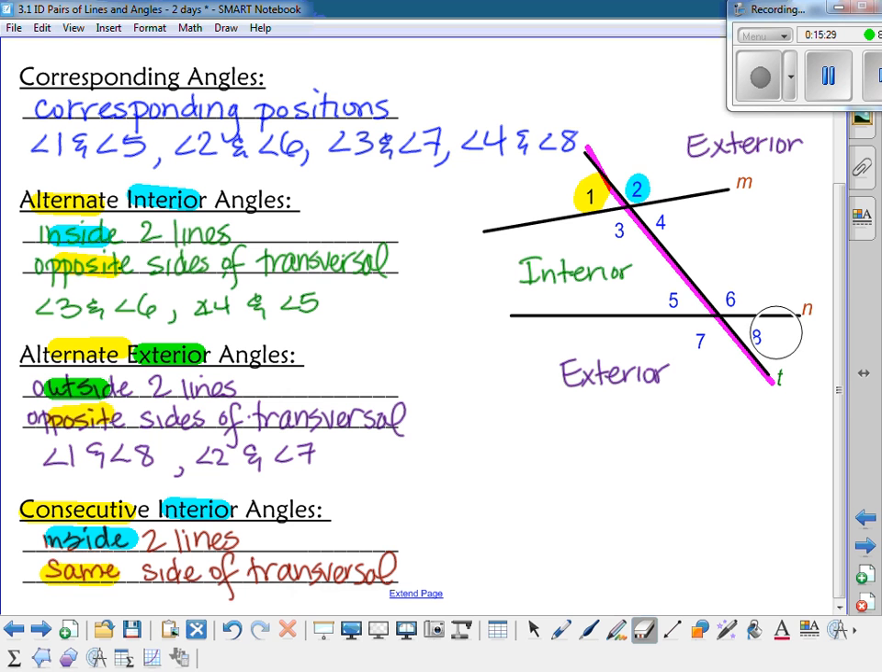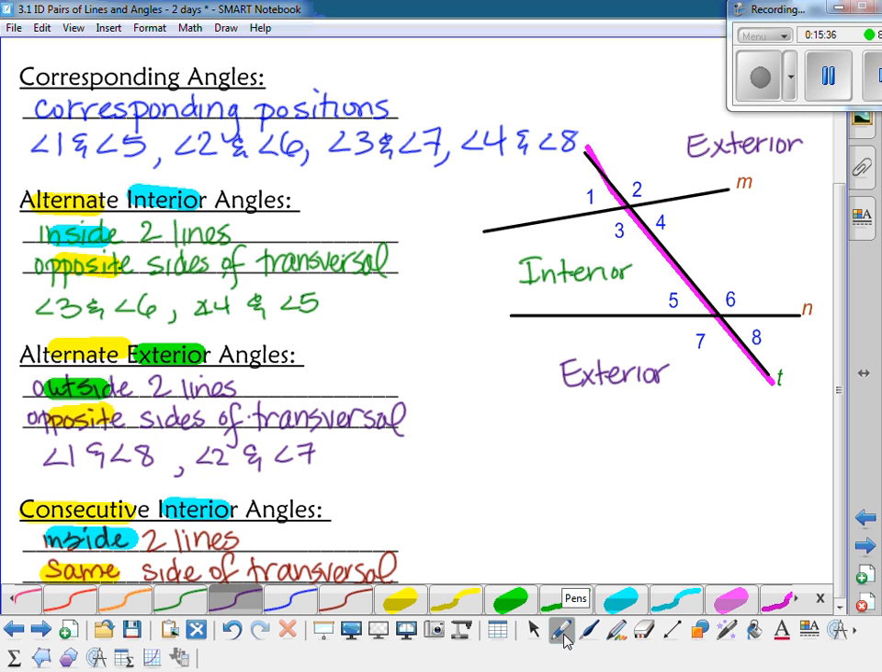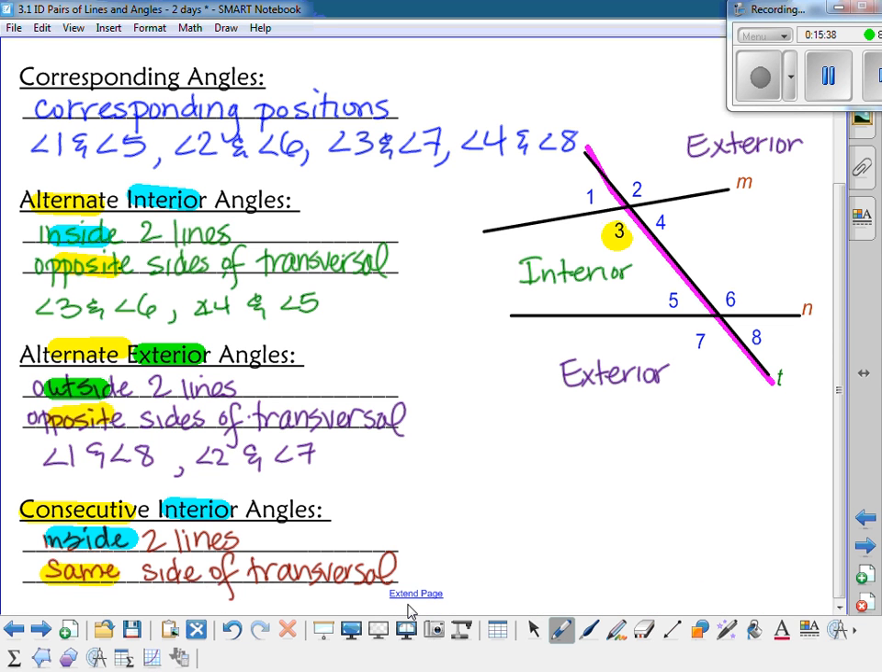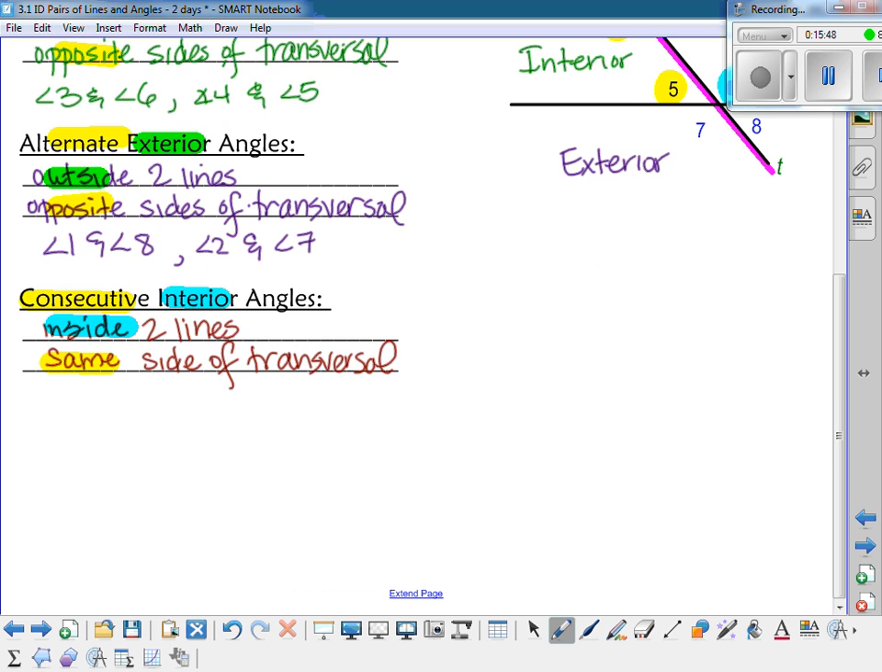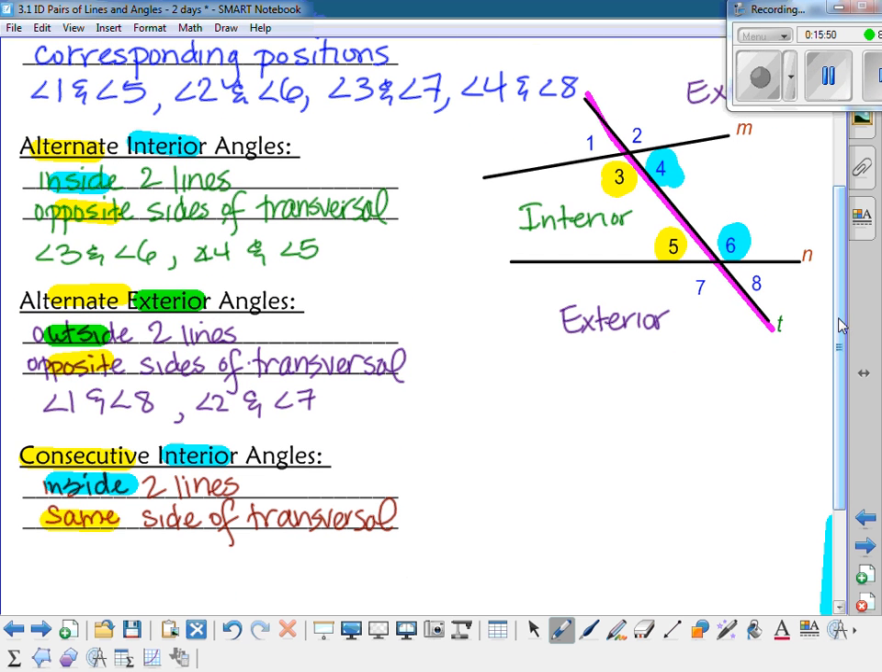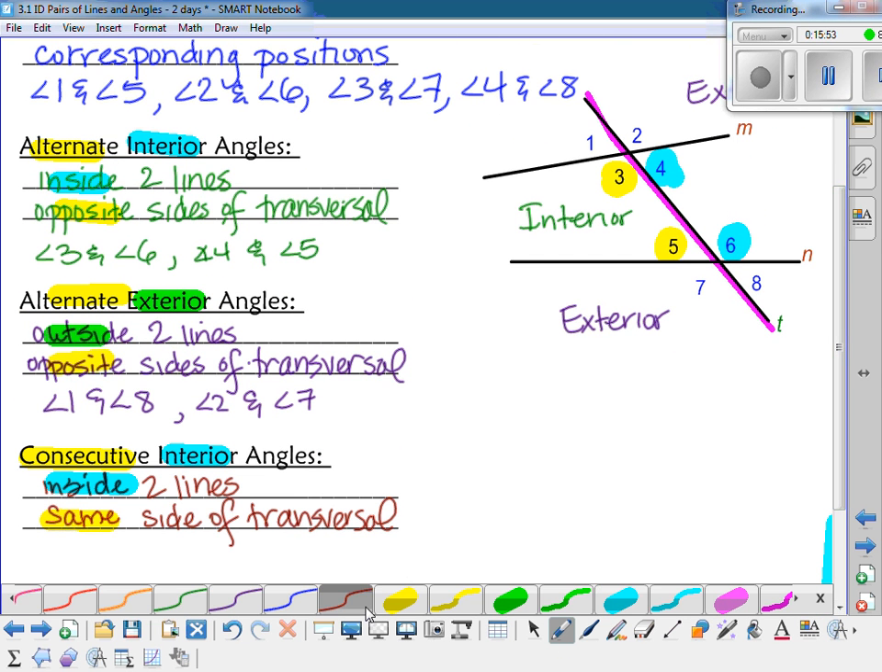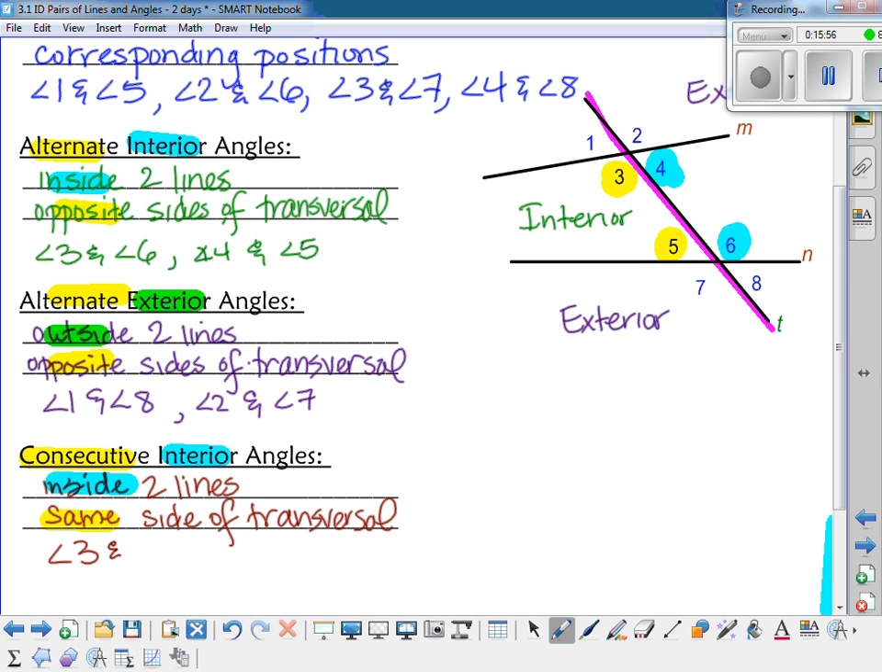And then finally, consecutive interior angles would be on the same side and on the interior. So 3 and 5 are on the same side on the interior, and 4 and 6 are on the same side in the interior. So angle 3 and 5 are consecutive interior angles, and angle 4 and angle 6 are consecutive interior angles.